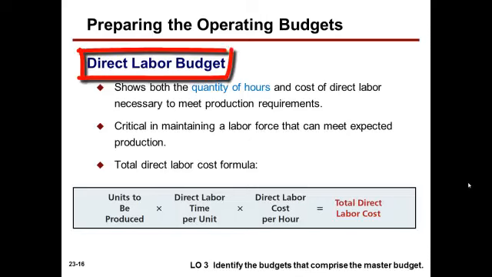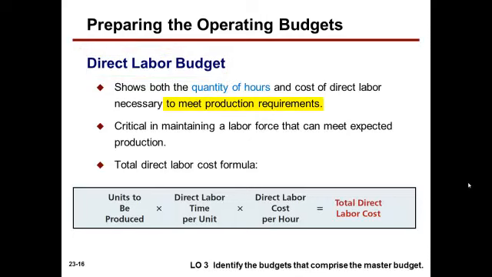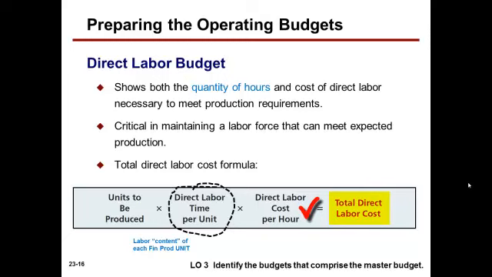A direct labor budget is similar to a direct material purchase budget, but simpler. It'll show the quantity of hours and cost of direct labor necessary to meet production requirements. In other words, we start with a production budget and determine how much labor is needed. In this case, direct labor time per unit. This is our labor content of each finished product. So units to be produced in a given period times its direct labor time per unit gives us total hours, and we simply dollarize those times the direct labor cost per hour to come up with our total direct labor cost. Calculate hours first, dollarize them secondly.